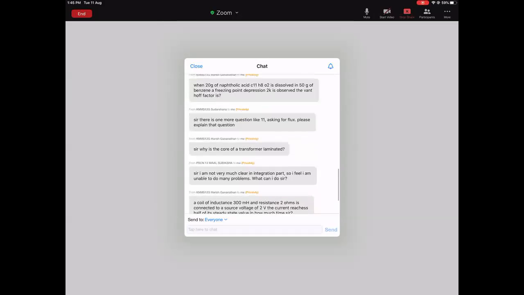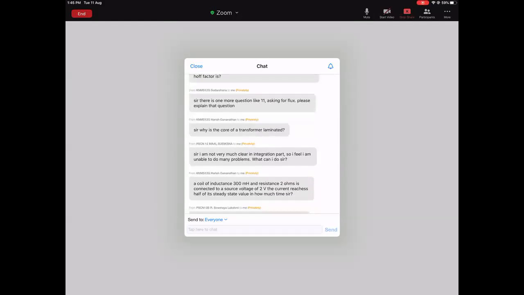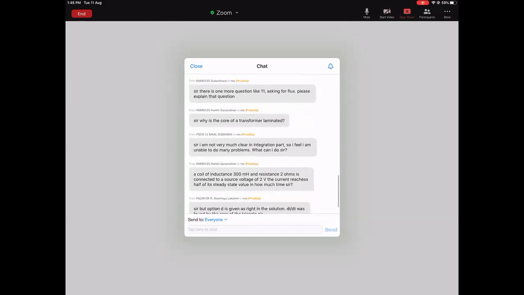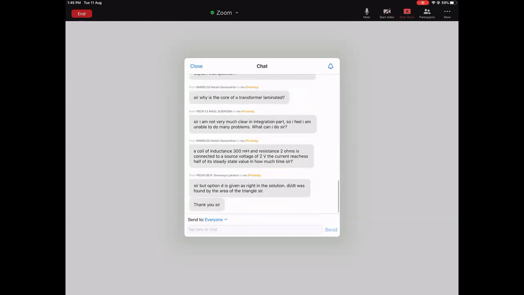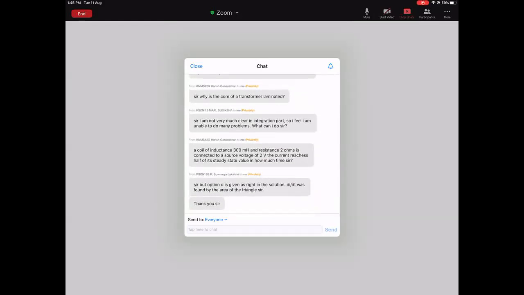Why is the core of the transformer laminated? To prevent eddy currents. Sir, I am not very much clear. I will answer that question to you as we keep moving. A coil of inductance and resistance is connected to a voltage. The current reaches half the steady state value in how much time? I'll answer. Sir, but option D is given as right.